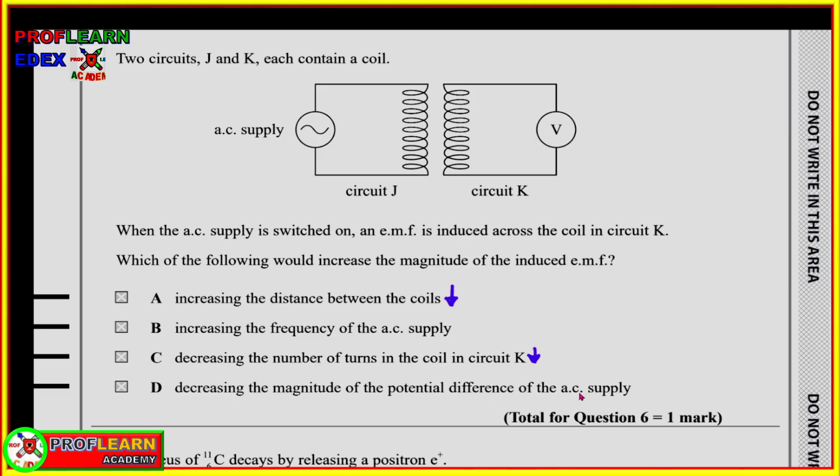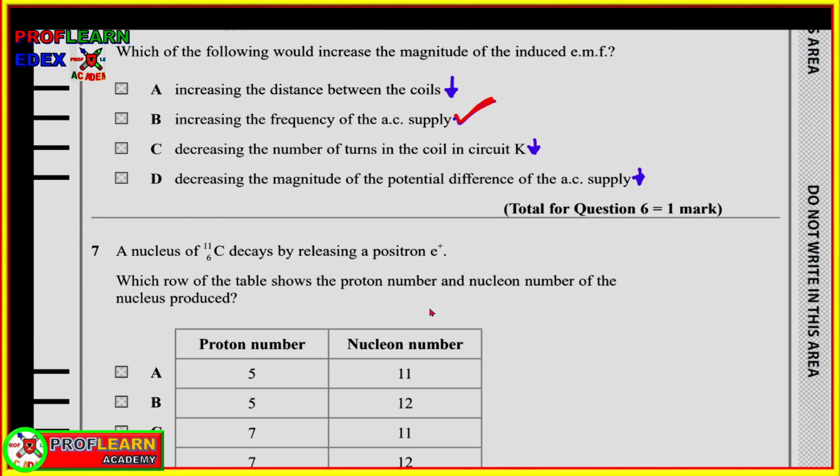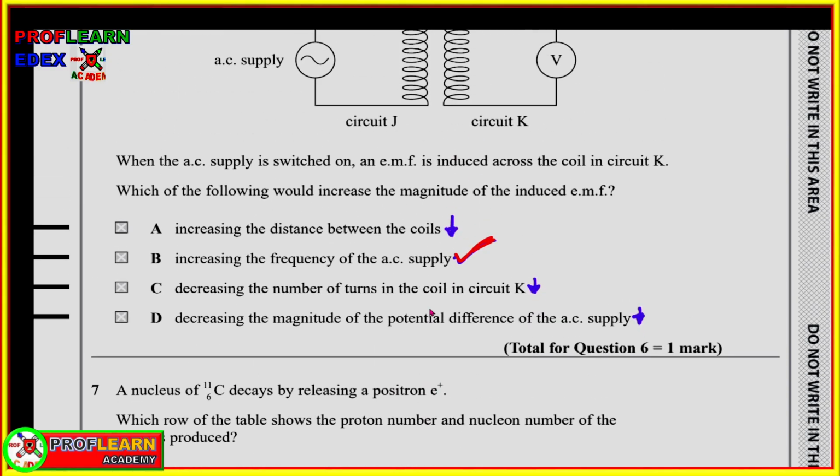Decreasing the magnitude of the potential difference is going to decrease the induced EMF. So the correct answer is B in that case. So B is the correct answer in that case. Yeah, well, that was a great question.